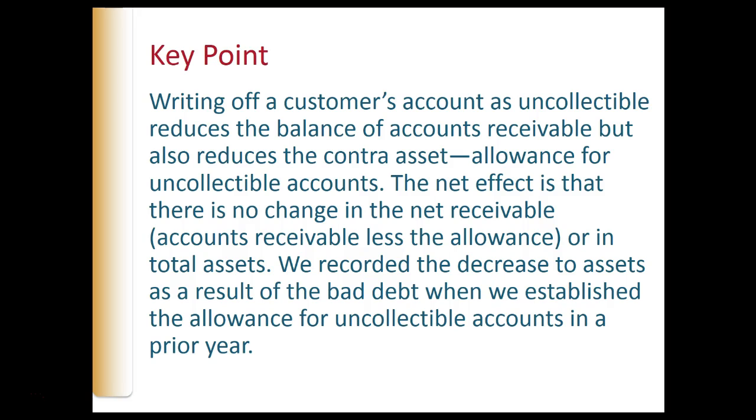Another key point for you, writing off a customer's account as uncollectible reduces the balance of accounts receivable, but it also reduces that contra account, allowance for uncollectible accounts. Again, the net effect is there's no change in the net receivable or in total assets. We recorded the decrease to assets as a result of the bad debt when we established it in the previous year.